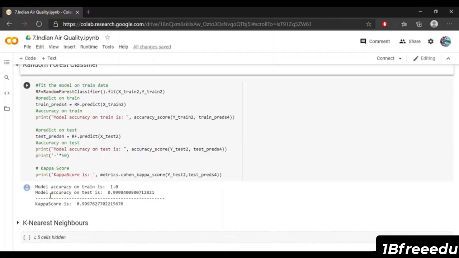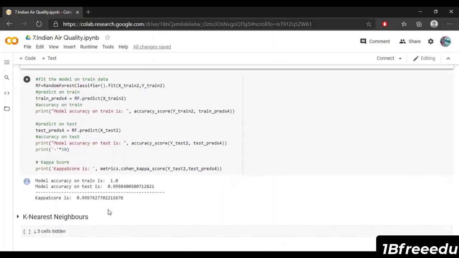And as you can see over here, our model accuracy on train is 100%. And the model accuracy on test is again 100%. And the kappa score is again 100%. Again, this is an overfit.